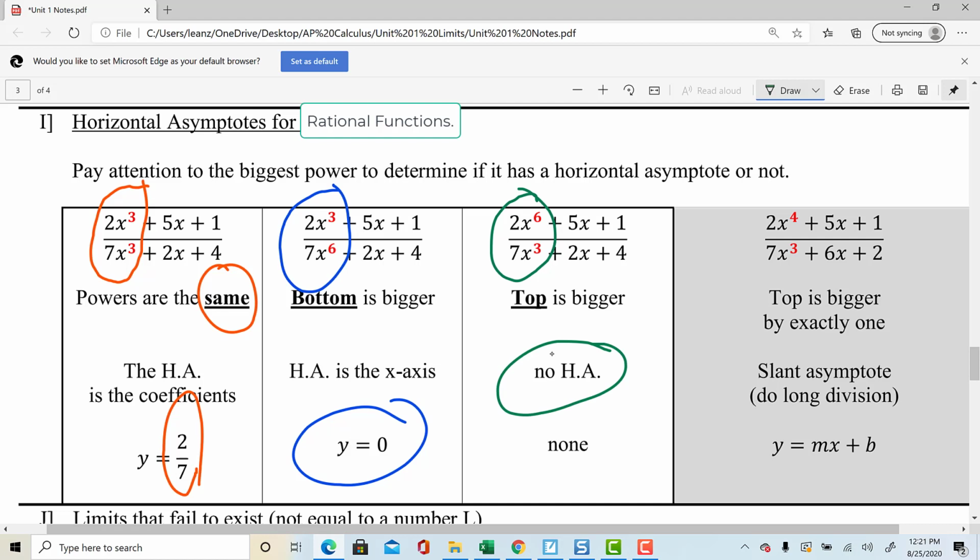Now, there is a special case that we look at, and that's when the degree on top is exactly 1 bigger than the degree on the bottom. In that situation, we get what's called a slant asymptote. A slant asymptote is not a horizontal line, it's a line that's diagonal. And to figure out what the equation of that line would be, you would have to do long division. When you do long division, you're going to get something like this, a number times x plus a number, and then you're going to have a remainder, and you want to just ignore the remainder.